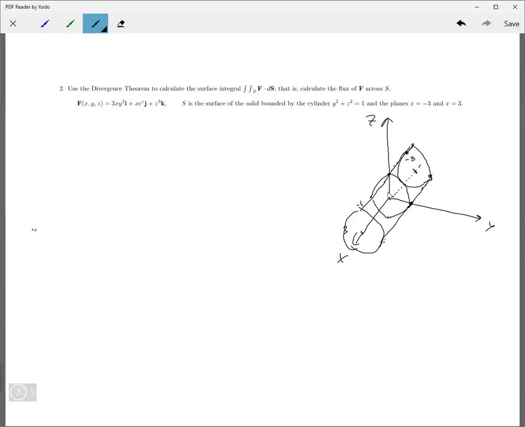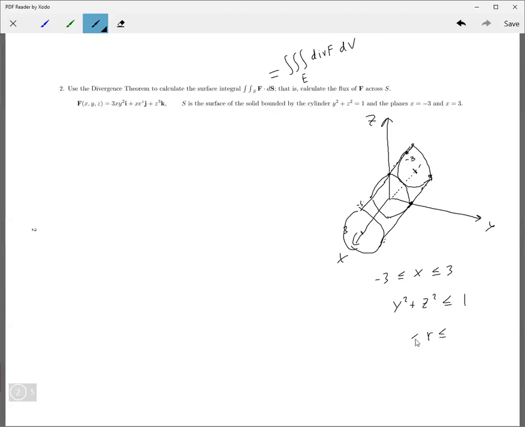And so, according to the divergence theorem, that's the integral of the divergence of F dV over the inside of the cylinder. So we need to integrate over the inside of the cylinder. The first thing is that x is between -3 and 3, so you can use that for the last part. But then we have y squared plus z squared less than or equal to 1.